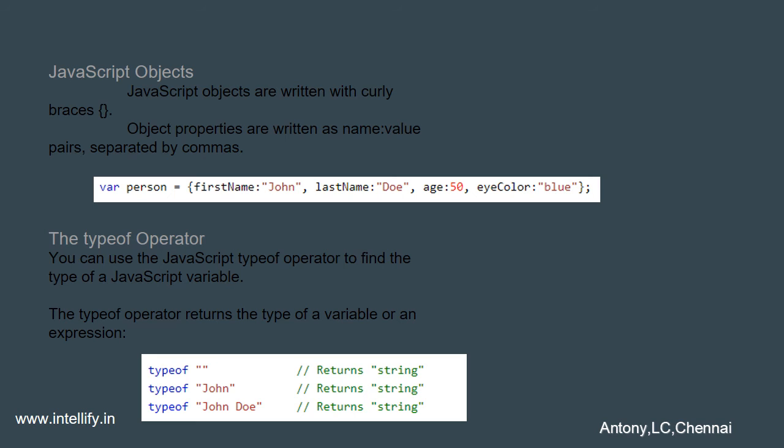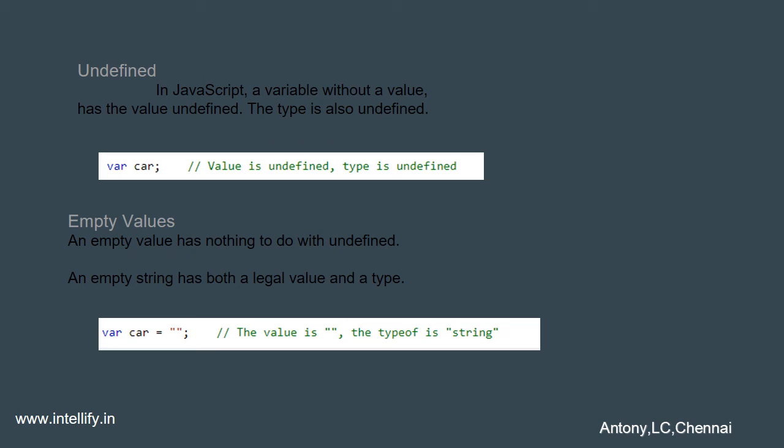The typeof "John" also returns string. Typeof "John Doe" also returns string. But if you use typeof and give any number, it returns number. This is where the typeof operator is used. We can use it to check the data types of the given data.